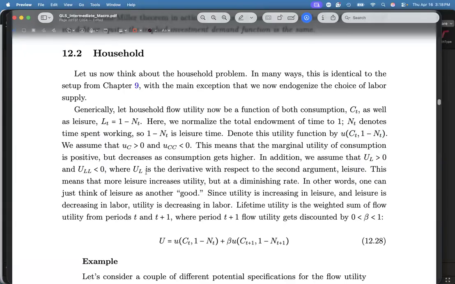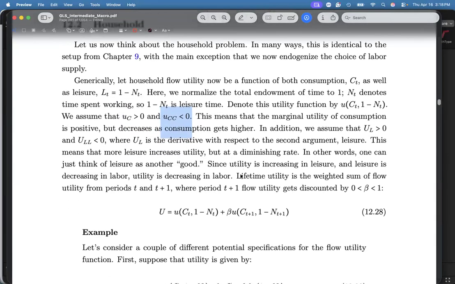What else do we want to assume here? U_C and U_CC, the marginal utility of consumption, have the usual signs. What about U_L, or the marginal utility from leisure? We say that the marginal utility from leisure is greater than 0. So there's always a benefit to you from having one more unit of leisure, or one percent more of leisure time. U_LL is negative, like U_CC. So U_LL and U_CC are fairly similar in that case. U_L is a derivative with respect to the second argument, leisure.